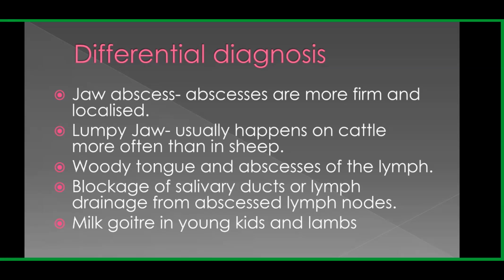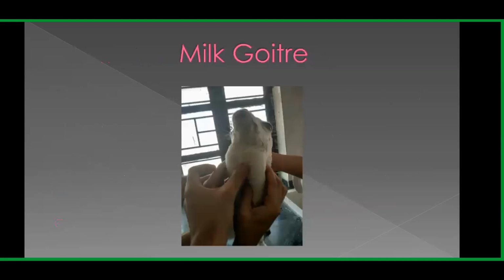Again, wooden tongue, that is also there, and blockage of the salivary gland. Milk goiter, as is seen in young kids, is very common in goats. That is mistaken again for the bottle jaw condition. See, here you can appreciate a goat kid that recently came to our clinic, and this was a typical case with a swollen submandibular region.